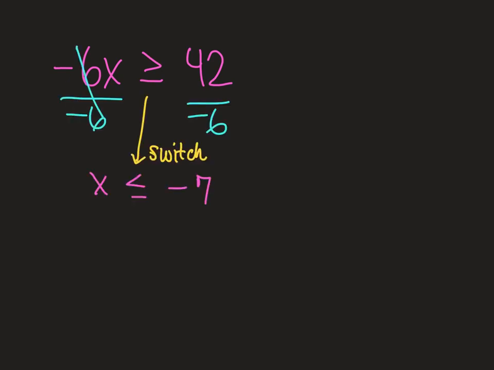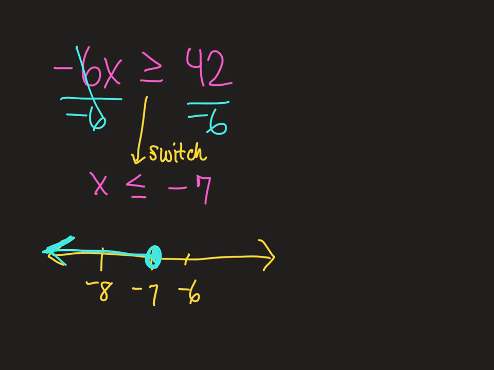Answer is x is less than or equal to -7. This was a switching one, so you had to change it from greater than to less than. And now I'm going to graph it, give me some neighbors. It's a closed in dot, and we're coloring left. Less than is left.